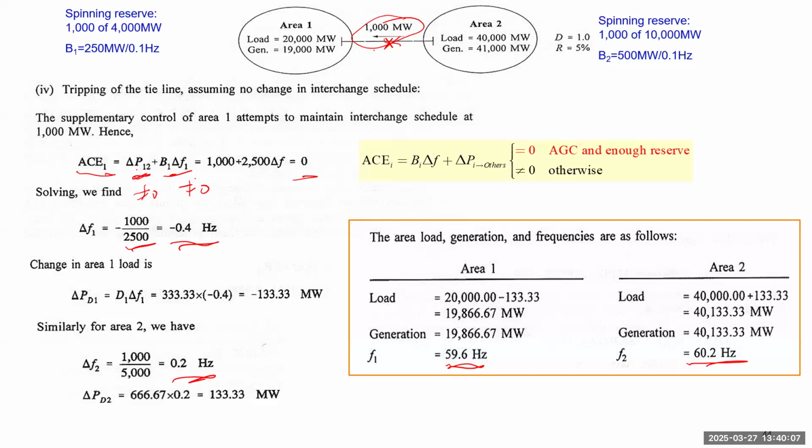Although they both maintain ACE at 0, because the tie line flow cannot be 0, the frequency will not be 0. So one is positive, the other is negative.